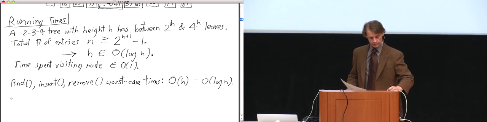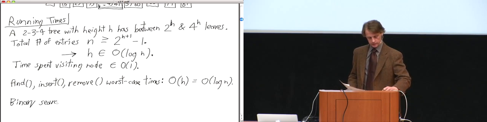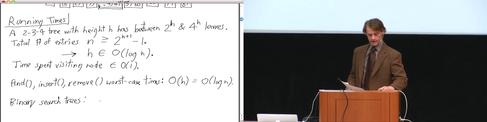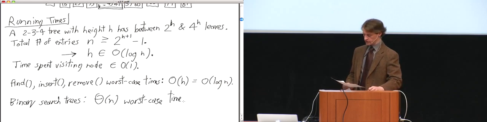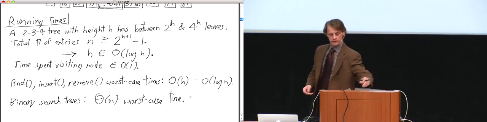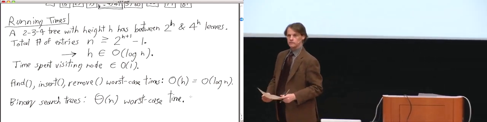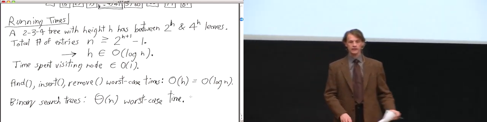And just for comparison, remember that binary search trees, although they can be fast, they often are fast, can be really slow in the worst case. So 2, 3, 4 trees are a big improvement. Any questions about that?